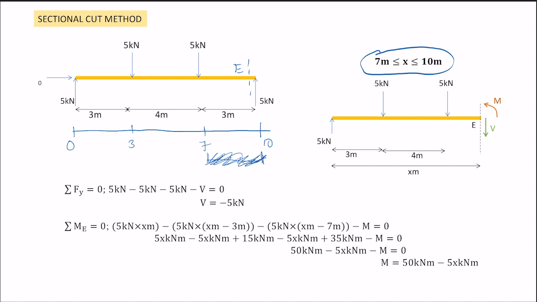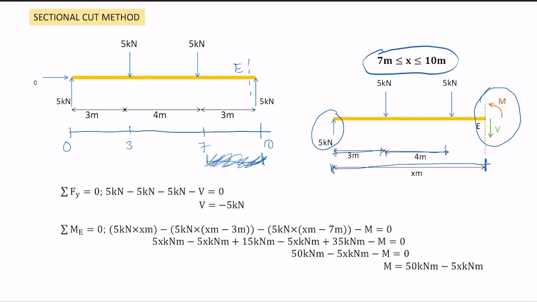So you just draw the section that you are going to calculate and put the reactions. Same as before, V will go down and moment will go counterclockwise. And label the distances: for the 5 kilonewton, 3 meters, for another 5 kilonewton, 4 meters, and from the left to E is X meters. I will calculate the force first using the force equation. So total force in the Y direction is equal to zero, and we have a force going up, positive.